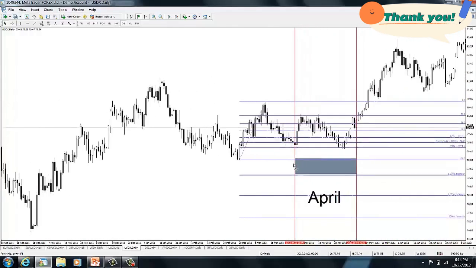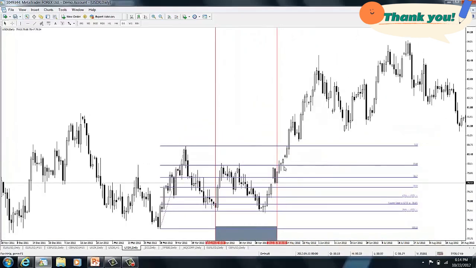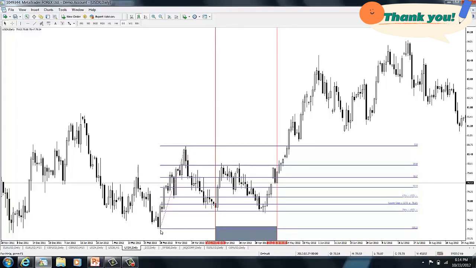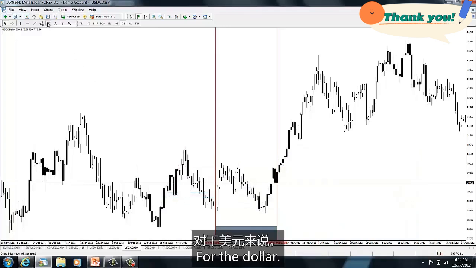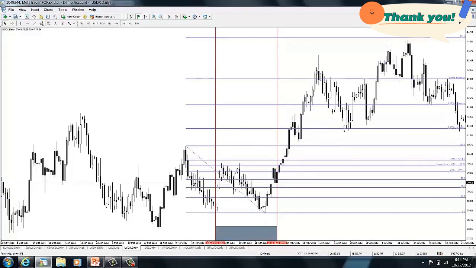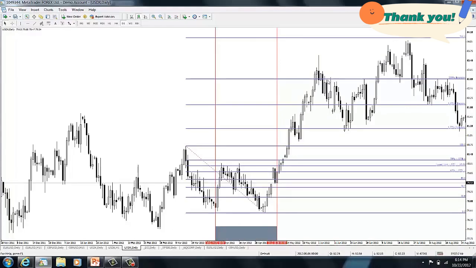Okay, you can see obviously the dollar itself rallied on up from this high and this low here, this range. Okay, if we look at just that, we can get some upside objectives for the dollar. Okay, and what we're doing is we're looking for, obviously, objectives, looking for potential areas where price may shoot to. Here's the 162 extension and a 200 extension here.